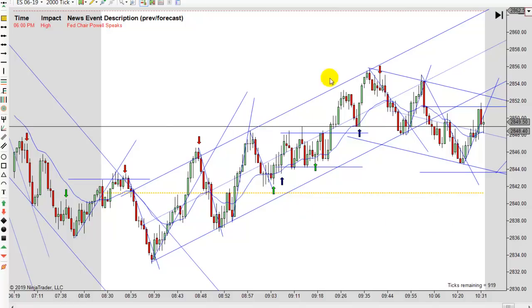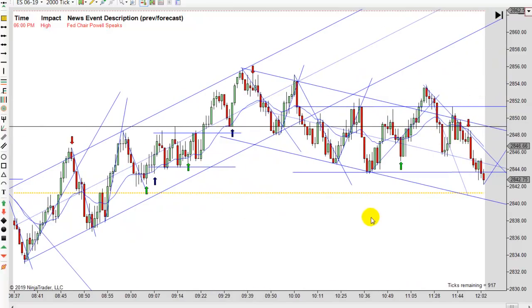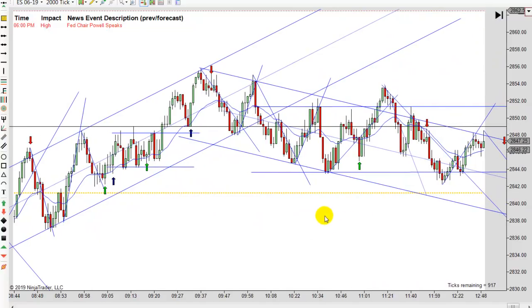But if you're trying to learn it all at the same time and you're looking for all these failures, when you start going sideways like this, you'll get chopped all to pieces for the most part, because it'll fail both directions multiple times. You'll get failed second entries, failed second entries. When you're going sideways, you want to just play it like a range and forget all the rest of it.